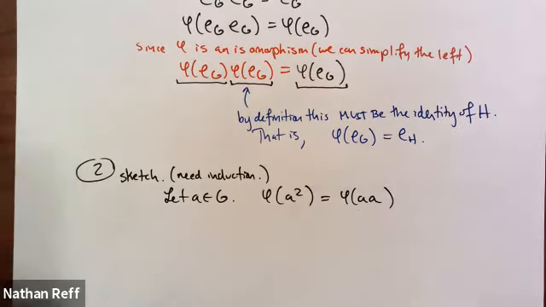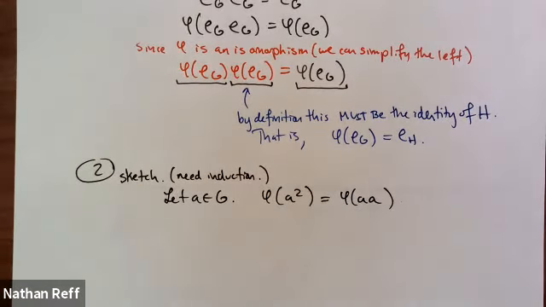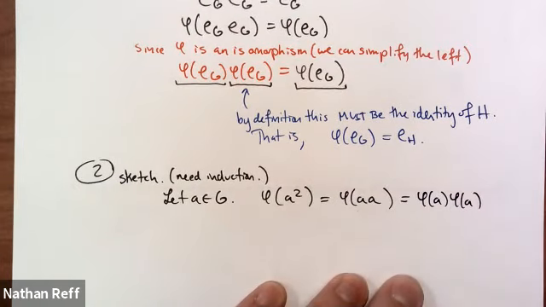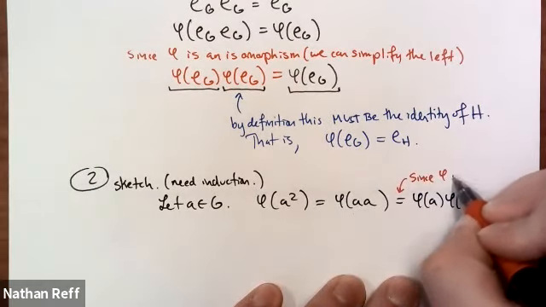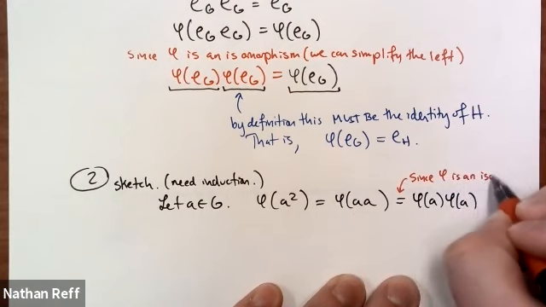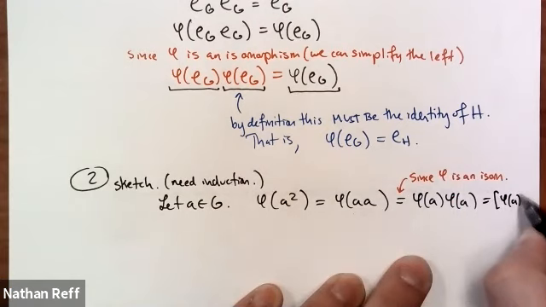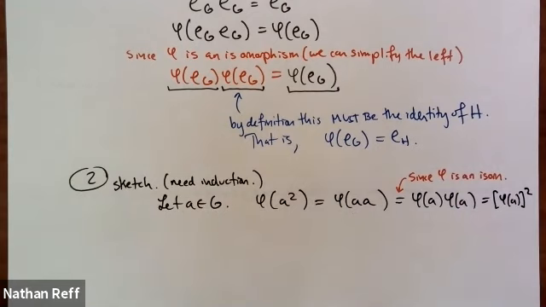And phi is an isomorphism, right? So what can I do to this product? This is phi of a times phi of a, since phi is an isomorphism. And that right there is phi of a squared. So do you guys kind of see where I'm going with this? That's pretty much your base case.